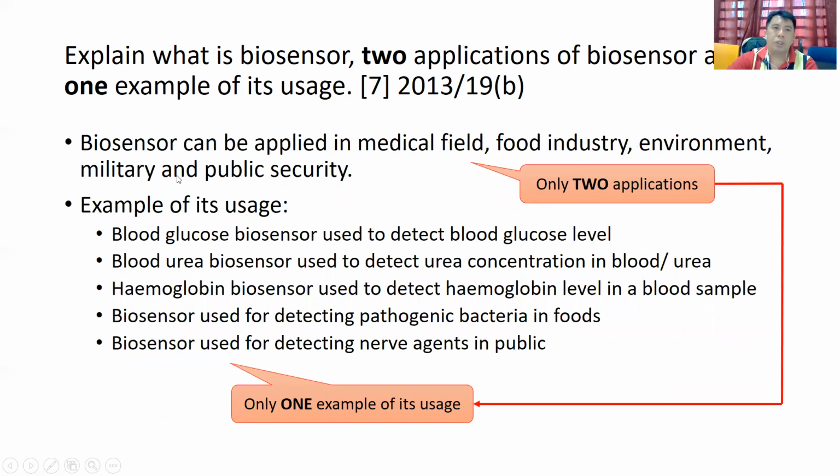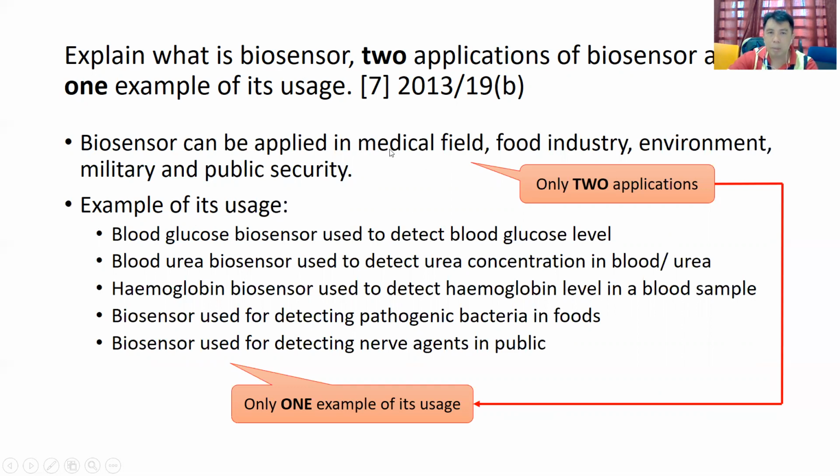Then the application. Biosensors can be applied in the medical field, food industry, environment, military, and public security. Just mention two applications, because the question asks for two. Then one example of each usage. This is a 7 marks question. So 1 plus 2 is 3, which means 4 marks are for the explanation of the biosensor. The example is only one.